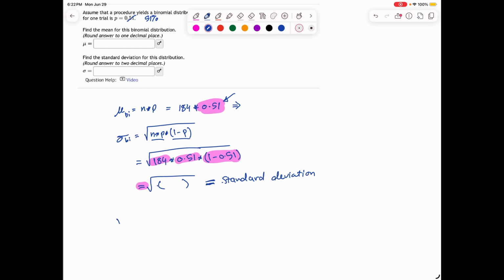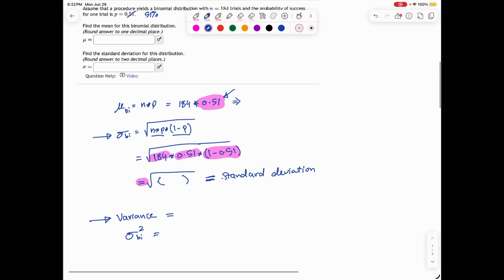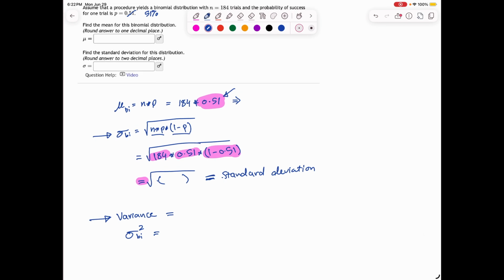If you are asked to find the variance, the only difference between the standard deviation and the variance, sometimes referred to as sigma square, is that it is basically the first step you do before you take the square root. So n times p times 1 minus p is the variance. For this specific question, it's going to be 184 times 0.51 times 1 minus 0.51.